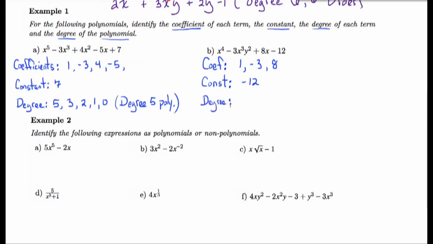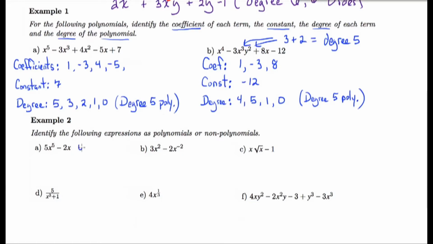Part B, our coefficients are 1, negative 3, and 8. The constant is negative 12, the number all by itself. And the degree is 4, 5, 1, 0 in order. So because of the 3 and the 2 on the x and the y, it becomes a degree 5 polynomial.